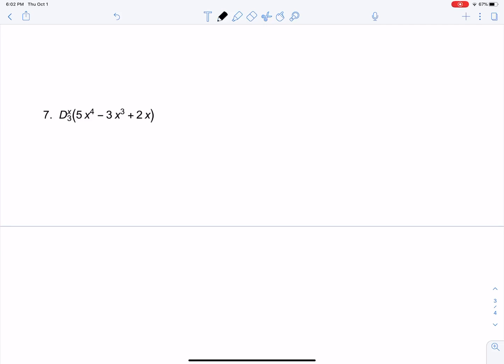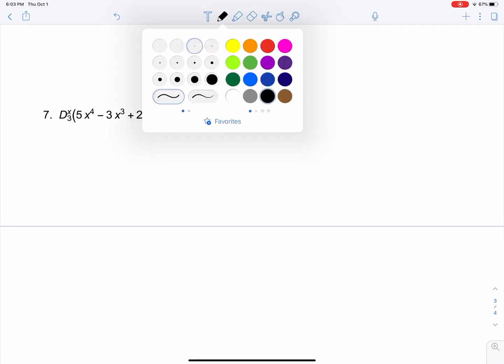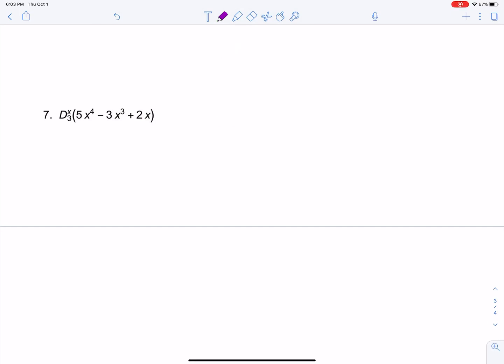Okay, let's look what we can do with this one. So this one, excuse me, it's a little different notation here, but basically this is telling us to take the third derivative. Okay, so let's go and do that.